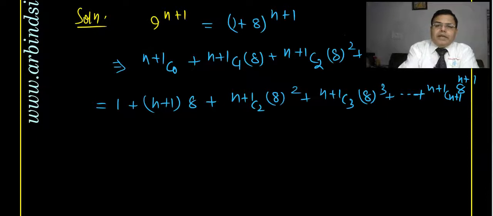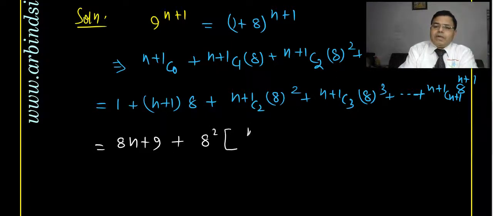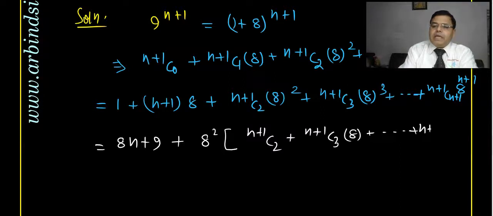Now this will be 8n plus 8, that is 8n plus 9, isn't it? Plus, if I take 8 square common, what will happen? Then this will be (n+1)C2 plus (n+1)C3 into 8 will be left, because 8 square has been kept in common, and here (n+1)C(n+1)·8 to the power n minus 1 will be left, because 8 square is being taken common.